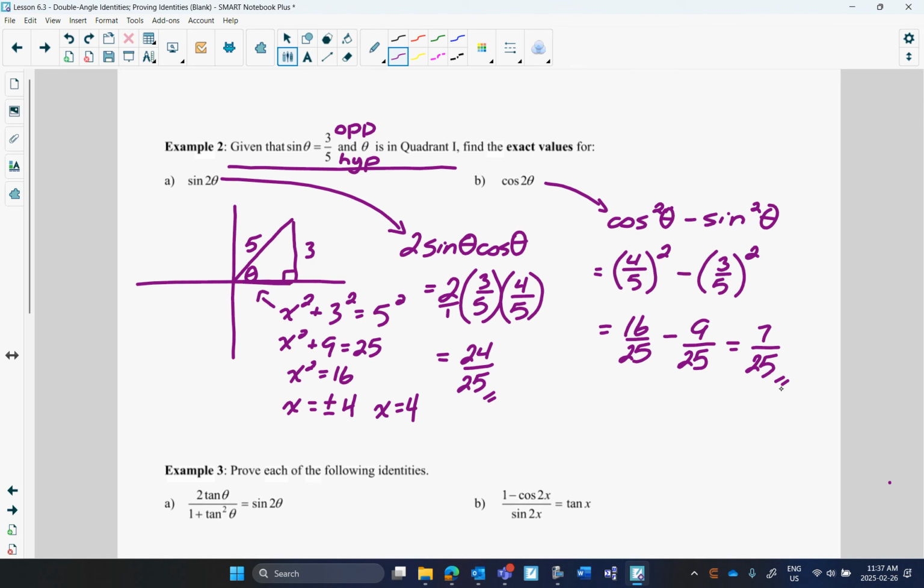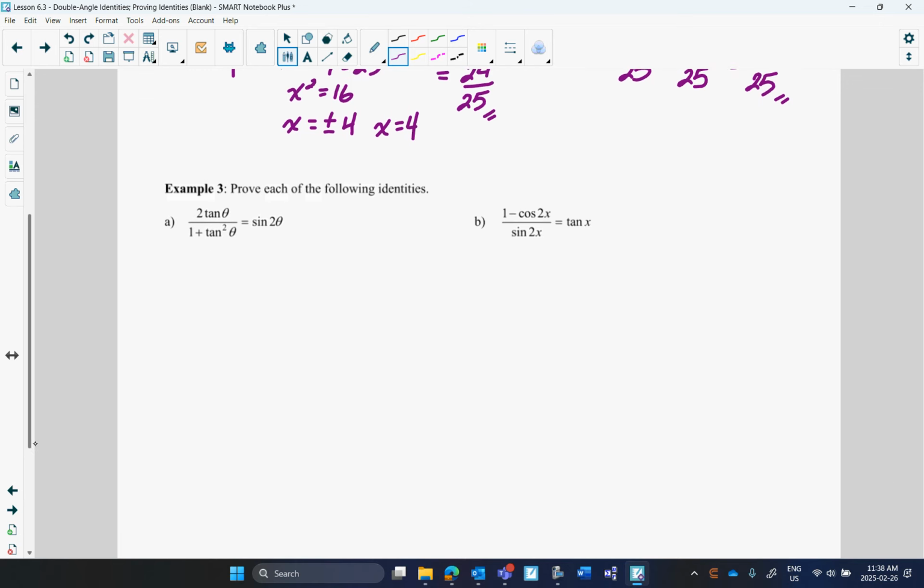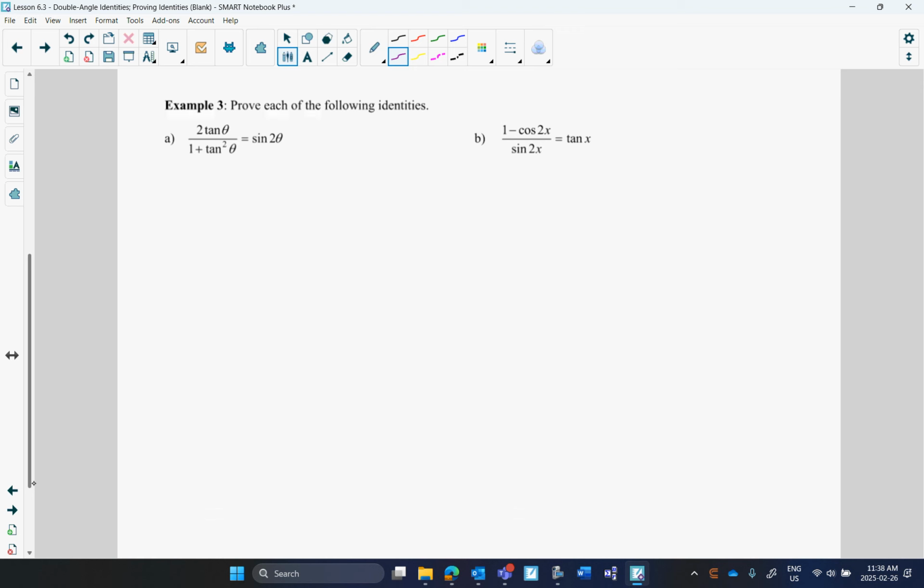So those kind of questions, for lack of a better phrase, I just say those are the kind of questions where we're finding trig values using a coordinate grid and Pythagoras. Okay, where else can we use these? If we're asked to prove identities. Remember, this is when we've got to make the left side equal the right side.